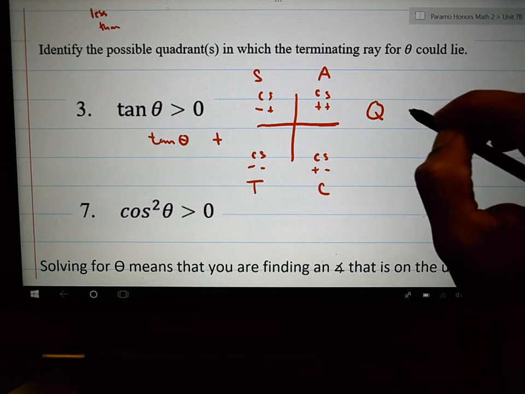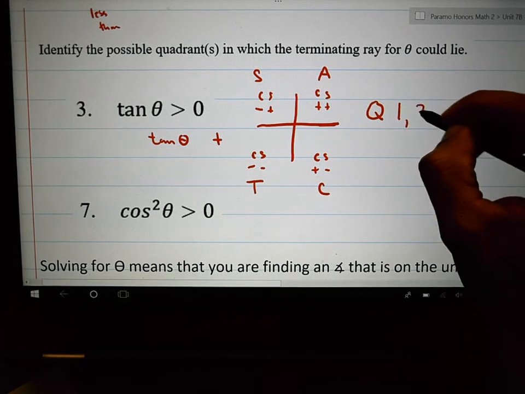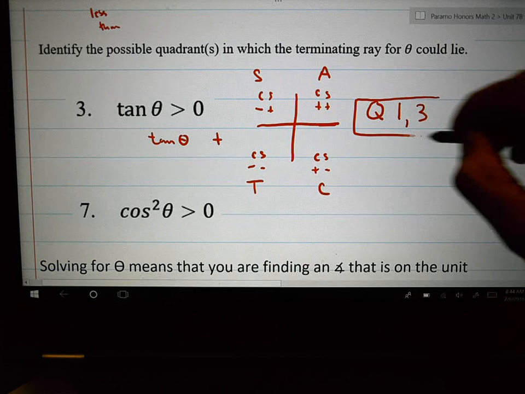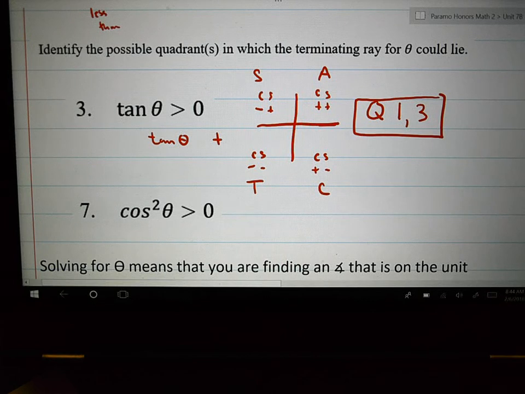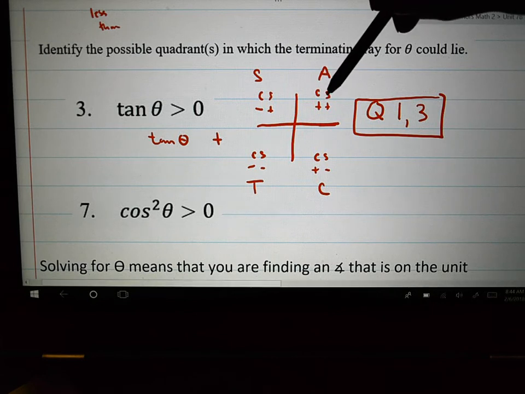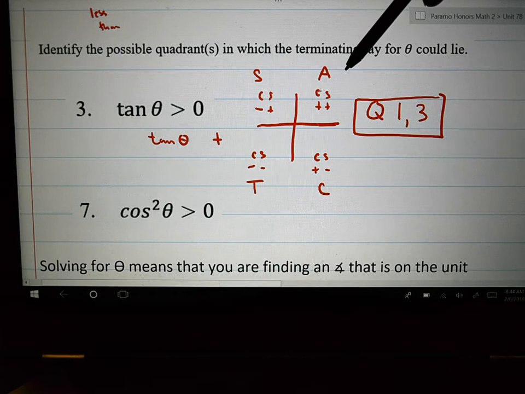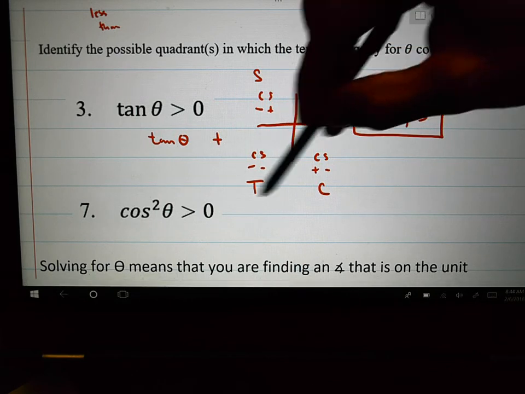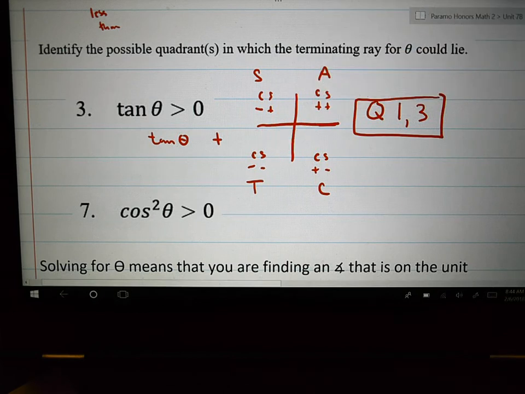If you and your partner came up with quadrants 1 and 3, please raise your hand. Good job. That is most of my class. That is the correct answer. If you did not come up with 1 and 3, all of them are greater than 0. All of them are positive here, including tangent. A positive divided by a positive is a positive. And a negative divided by a negative is equal to a positive. Tangent and its cousin are positive in quadrant 3. 1 and 3 are the correct answers.